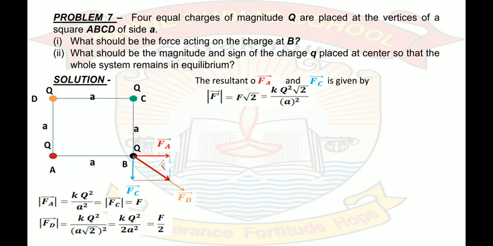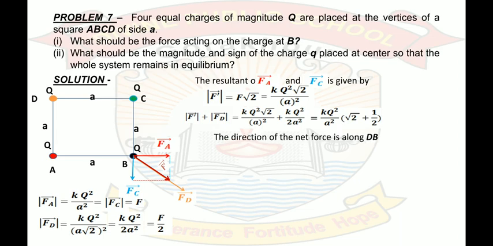So what we are going to do is add both of them. F dash plus Fd is equal to kq squared root 2 upon a squared plus kq squared upon 2a squared. Now if we solve it, we get kq squared upon a squared times (root 2 plus 1 by 2). This will be your answer. And we all know that the direction of force is along Fd, which is in the direction of DB. This will be your answer for the first part.